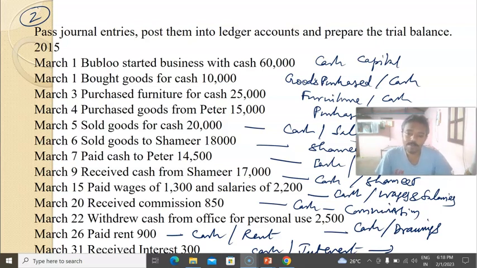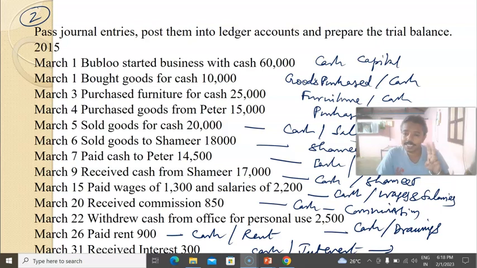Cash account, real account, what is the rule? Debit what comes in. When we receive cash, cash comes in. So debit what comes in. Shamir is a personal account, credit the giver. Right? He is giving us cash, so he is the giver. So credit the giver. So the journal entry would be cash account debited to Shamir account, rupees 17,000, being cash received from Shamir.